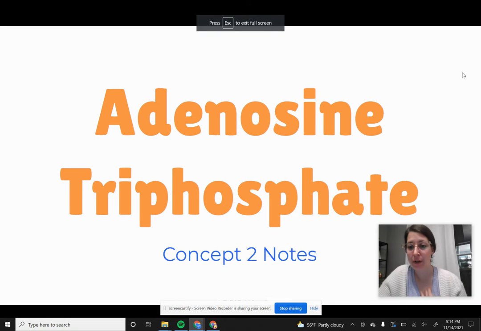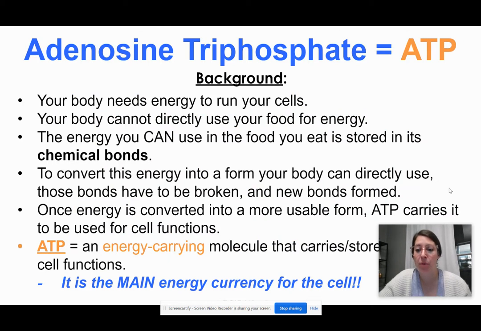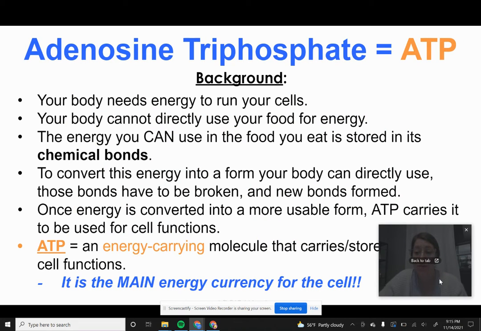All right, guys. So for concept two, we're going to talk about adenosine triphosphate. And this you might recognize as ATP, which comes from the mitochondria. It's a kind of energy helper in your cells. So we're going to talk more about what it does and why it's so important.